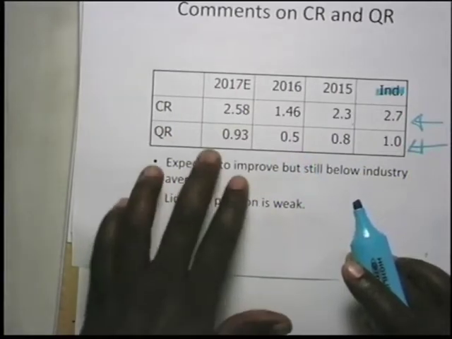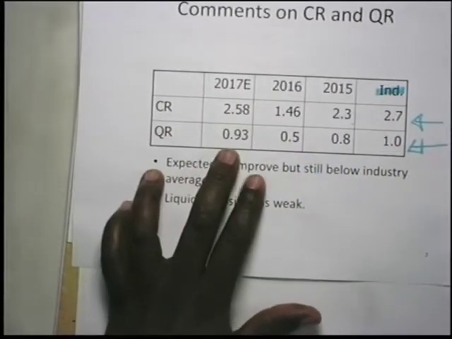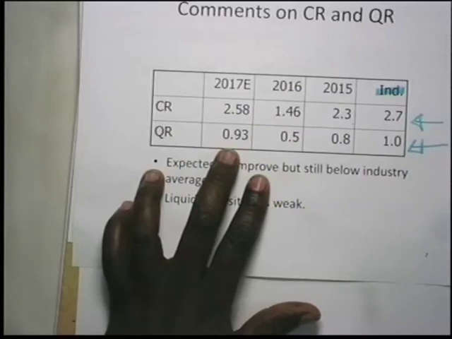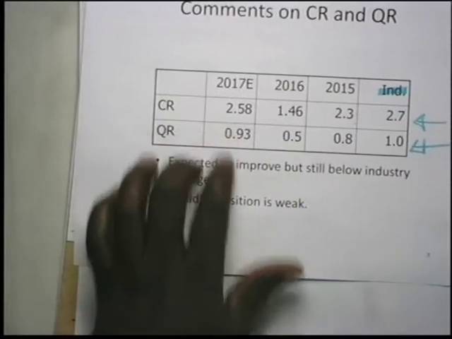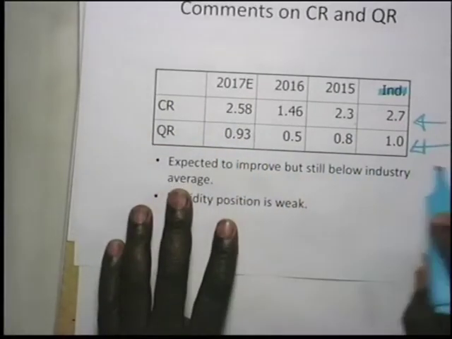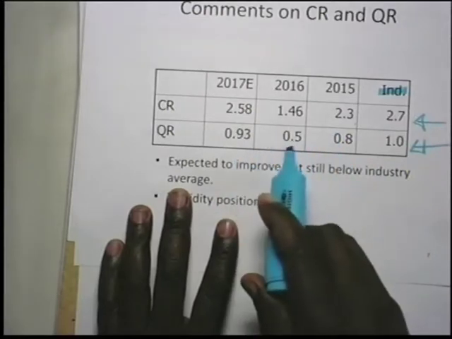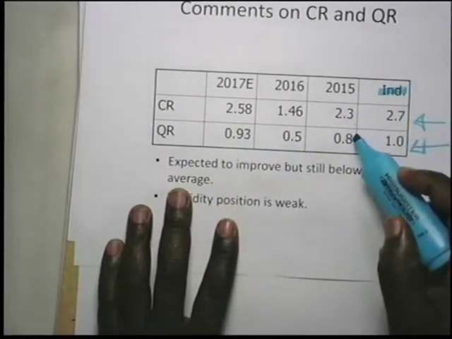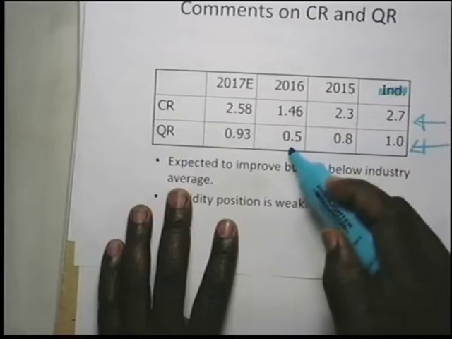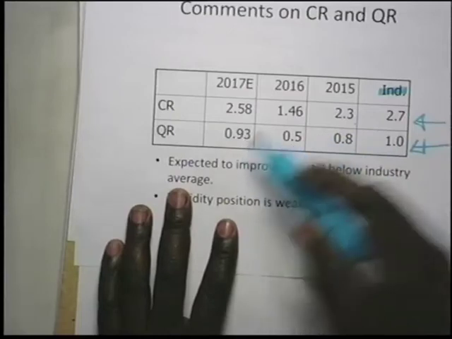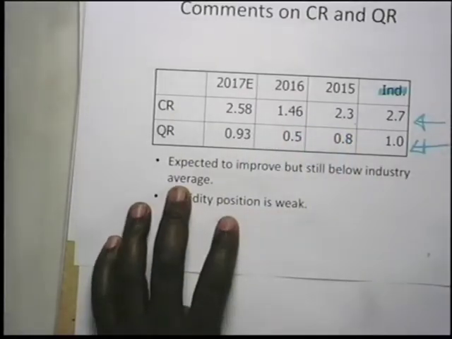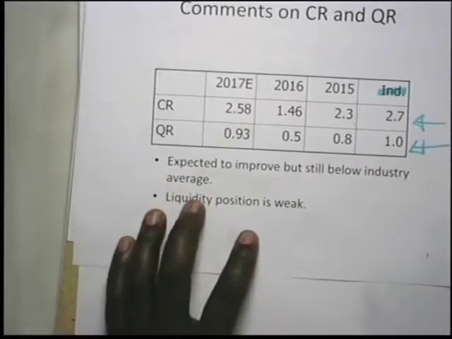Okay? In 2017, we expect to have improved to 0.93. Because our target should be 1, we should have 1 here to match with the industry. But in this case, although we've improved from here, like you can see, in 2015 we were on 0.8, we went down. I don't know, perhaps in 2018 we'll go down again, fluctuating like that. But it means there is something wrong.